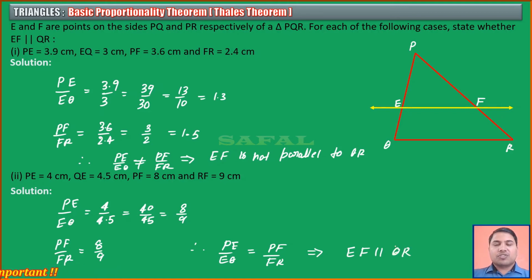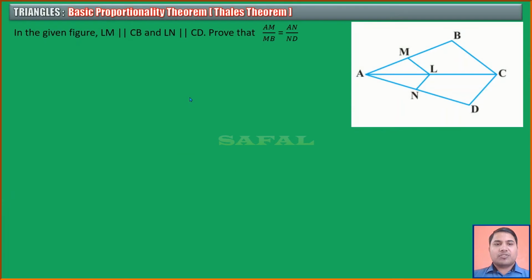Okay. So this way easily you can find any of the missing data, and if data is given, you can check whether the line is parallel to the base or the third side or not. So moving ahead, the next question again from NCERT textbook. It's a proof question. Easy one.